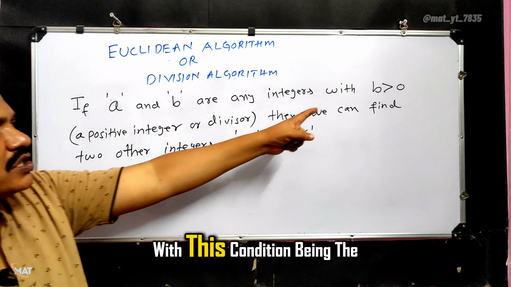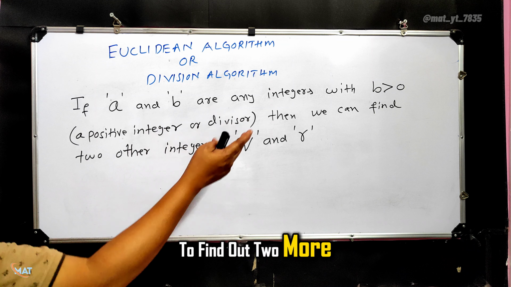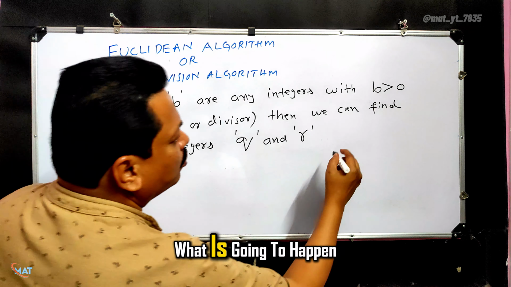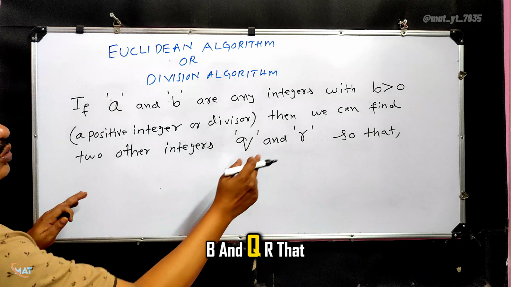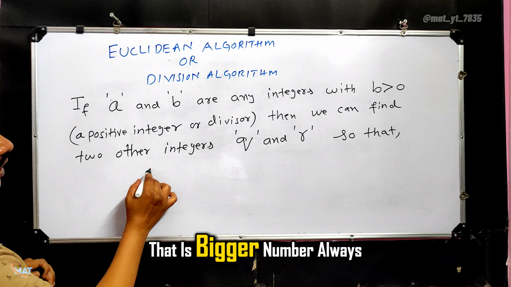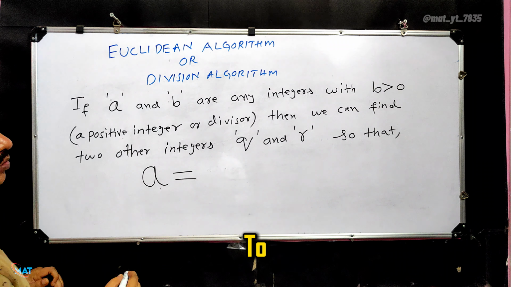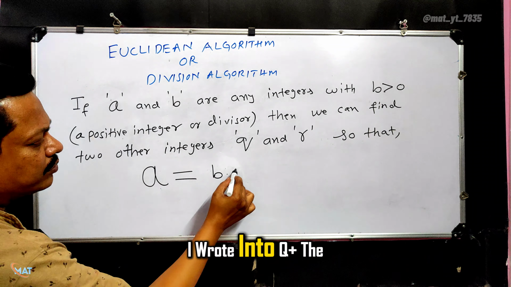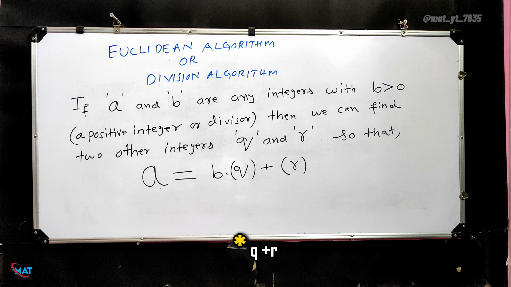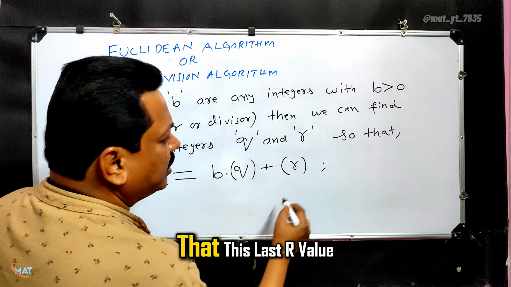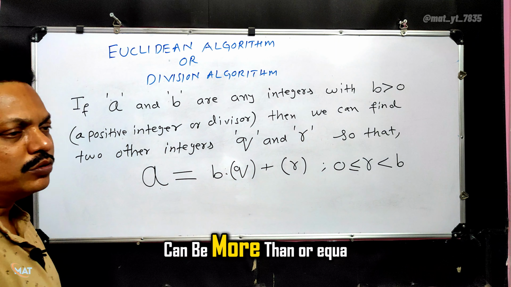When these two are given to you with the condition that the integer B is positive, we are able to find two more integers Q and R. So we get a relation between A, B, Q and R, given by the algorithm. The bigger number is always on the left-hand side. A is equal to B into Q plus R, and we give a condition that this last R value can be less than B, and more than or equal to 0.